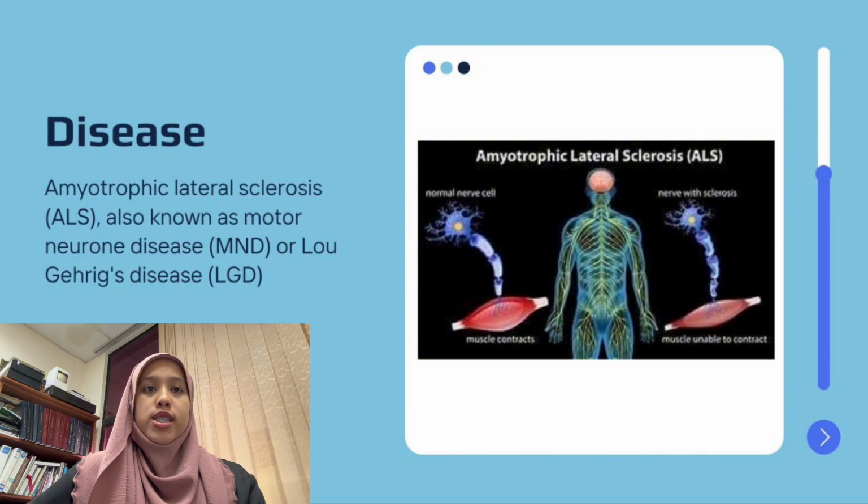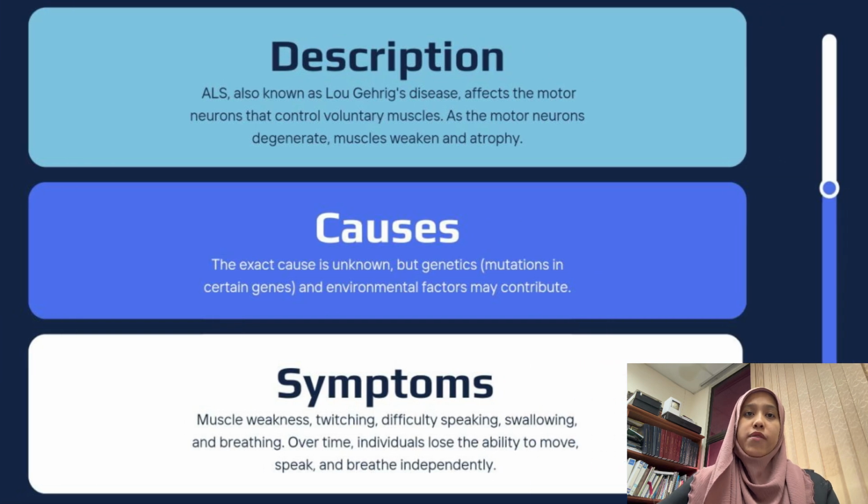Now, let's go on to the disease, which is amyotrophic lateral sclerosis, also known as ALS. Amyotrophic lateral sclerosis, or ALS, is a severe disease that affects the nervous system, particularly motor neurons responsible for voluntary muscle movement. While the exact cause remains unknown, genetic mutations and environmental factors are believed to contribute. As for the symptoms, ALS begins with muscle weakness and twitching, progressing to difficulty speaking, swallowing, and breathing. Over time, individuals lose the ability to move and communicate independently. So, the disease significantly reduces quality of life and it has no cure.